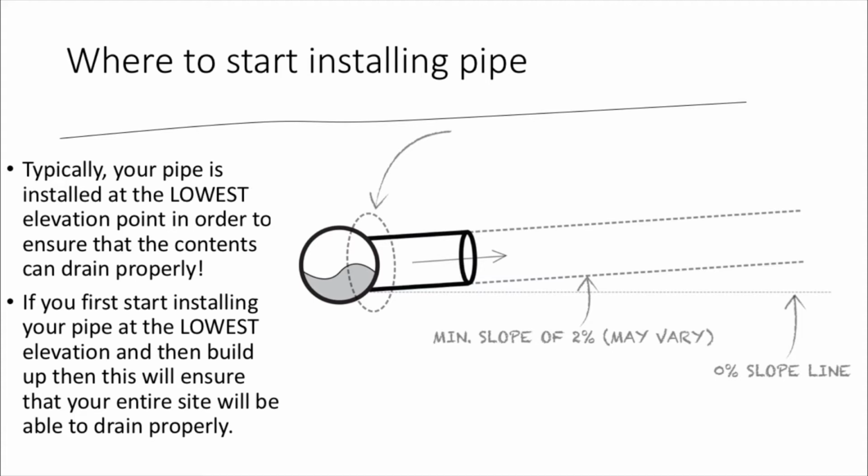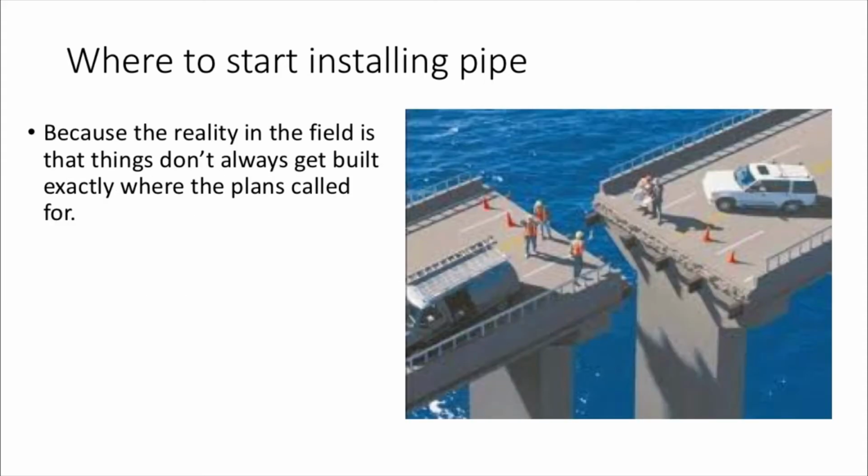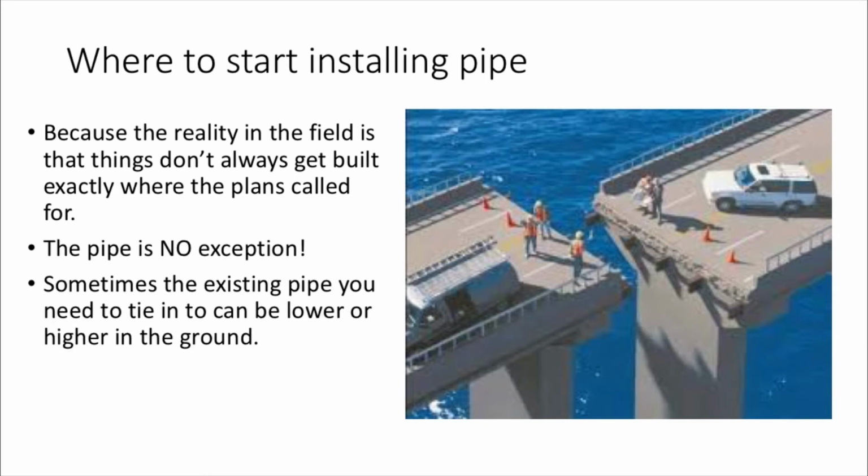So again, why is it important to verify the locations and elevations of the existing pipe? Well, because the reality is, in the field, things don't always get built exactly where the plans call for. And the pipe is no exception. Sometimes the existing pipe you need to tie into can be lower or higher in the ground.